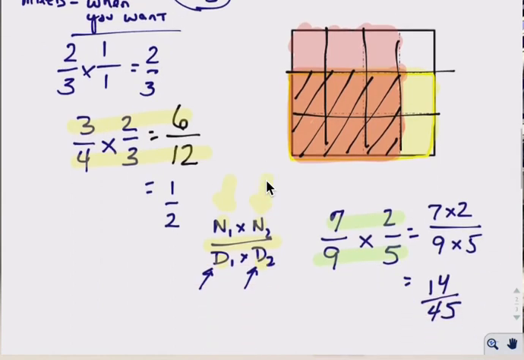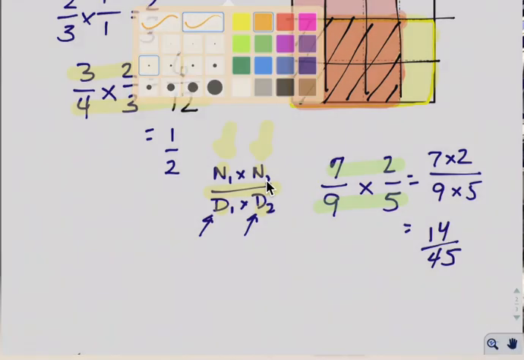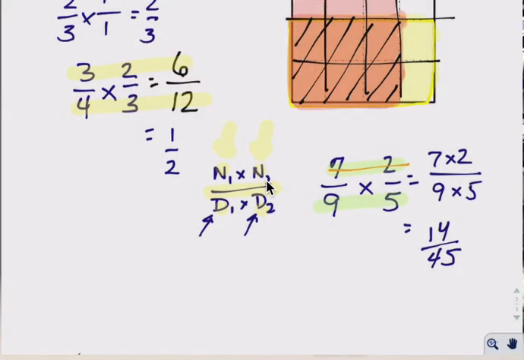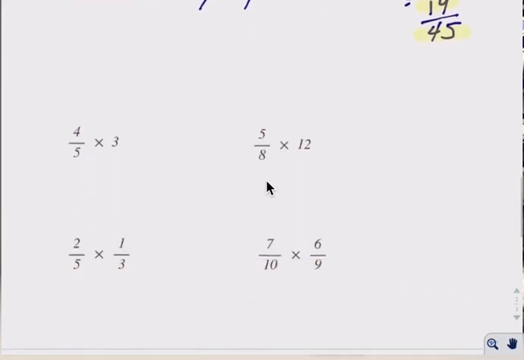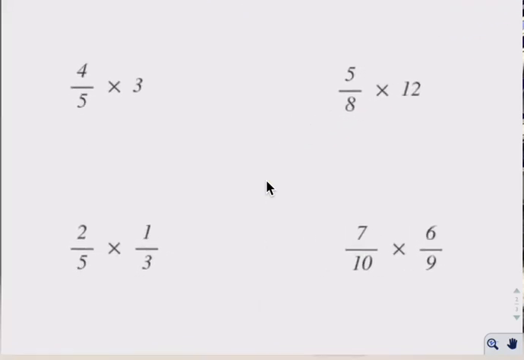Okay, so one last review. Numerator times numerator over denominator times denominator. So a fraction of a fraction. 7 times 2, 14. 9 times 5, 45. Numerator times numerator over denominator times denominator. Here's 4 more examples for you to try. Alright, so you can pause this video now. Do those 4 for me. Have them for class tomorrow. And you'll be all set.